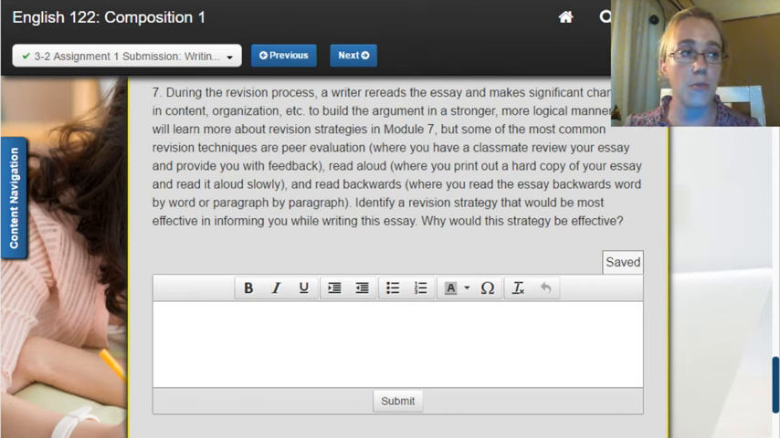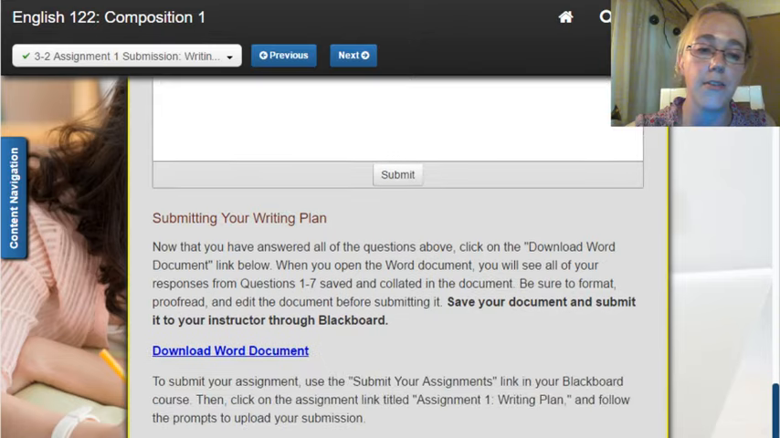So, for instance, maybe you've had experience with peer evaluations and you think that that would be a very beneficial revision strategy. Why would it work for you? Or maybe you've read your paper out loud before, and heard the flow and caught some errors that way. Why is that effective for you? Essentially, what we want to do here is take a look at revision processes that we've been exposed to, and consider what might work for us with this essay. Okay, and then write a nice strong paragraph, hit submit.